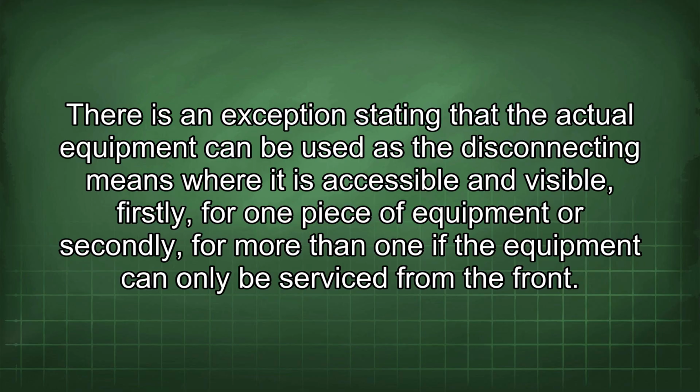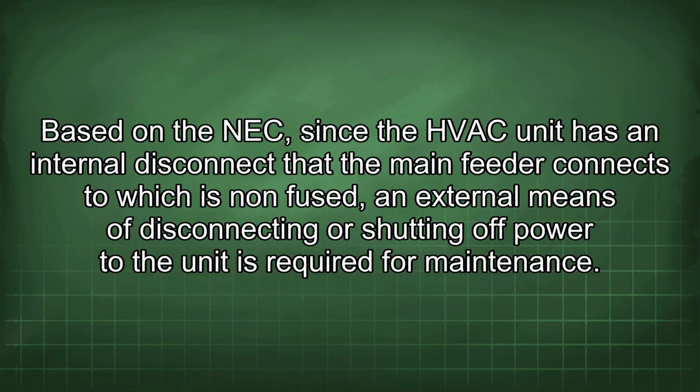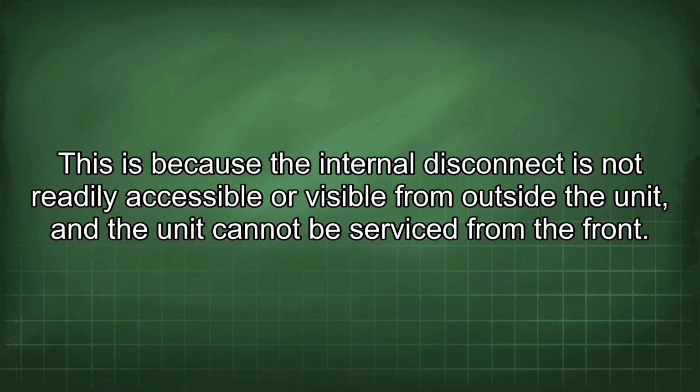There is an exception stating that the actual equipment can be used as the disconnecting means where it is accessible and visible, firstly, for one piece of equipment, or secondly, for more than one if the equipment can only be serviced from the front. Based on the NEC, since the HVAC unit is an internal disconnect that the main feeder connects to which is non-fused, an external means of disconnecting or shutting off power to the unit is required for maintenance. This is because the internal disconnect is not readily accessible or visible from outside the unit, and the unit cannot be serviced from the front.